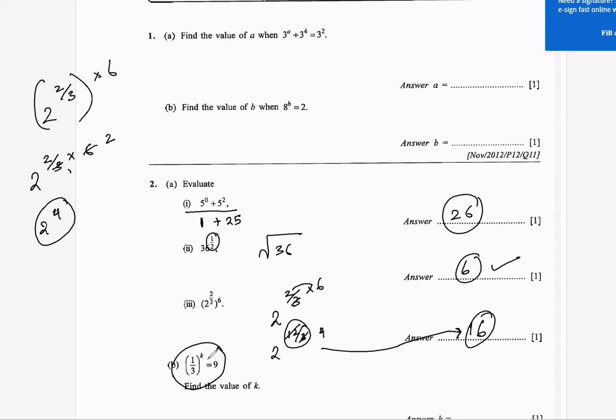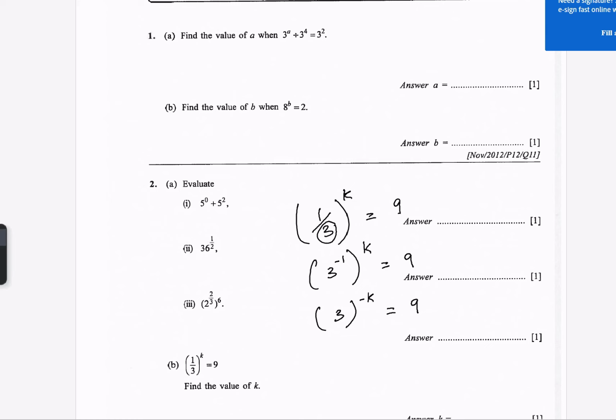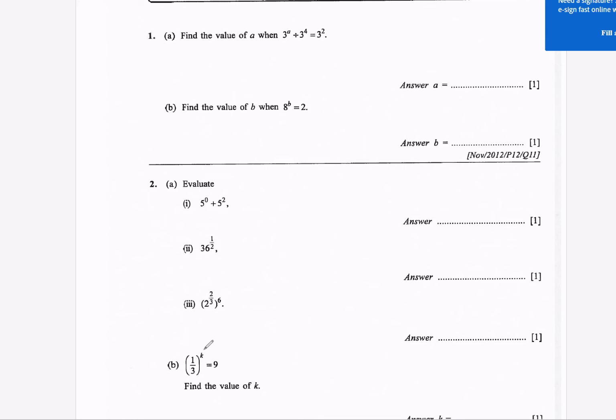Now (1 over 3) power k equals 9. What does it mean? It means we have to make the base the same. To make the base the same, this 3 is in the denominator, it goes up, it will become 3 power minus 1, power k, equals 9. Now this is basically 3 power minus k equals 9. Whenever you flip the base, remember this, you can just change the sign of the power. That way it will be easier.